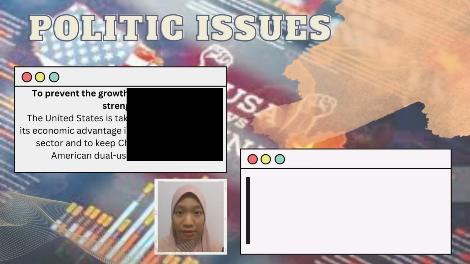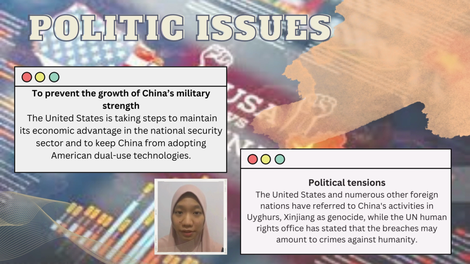equipment. I'm Noor Faihaa and I will present about the factors of the outbreak in terms of policy issues. One of the policy issues of the trade war is that it is supposed to prevent the growth of China's military strength. It is completely unacceptable for the United States to allow China to attain military superiority even in the long run. The United States has also expressed concern about China's rising military and economic power and its perceived threat to United States national security.